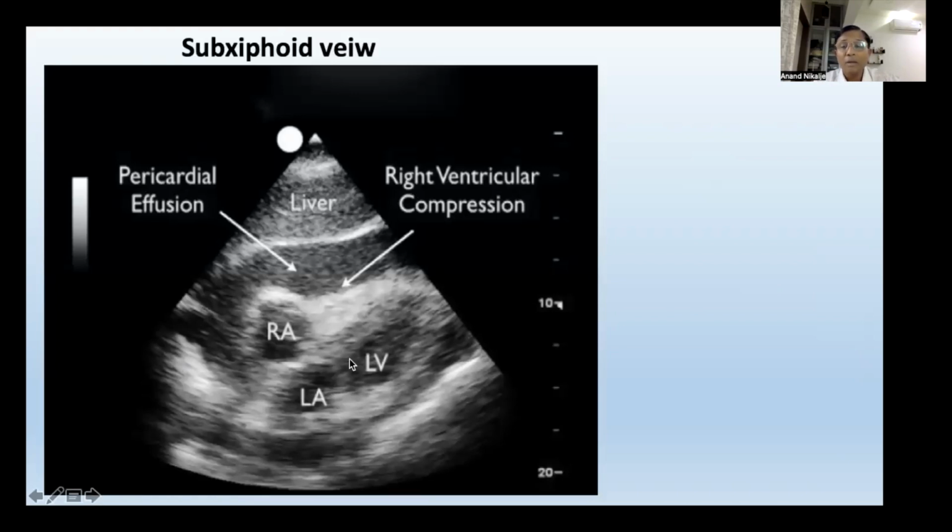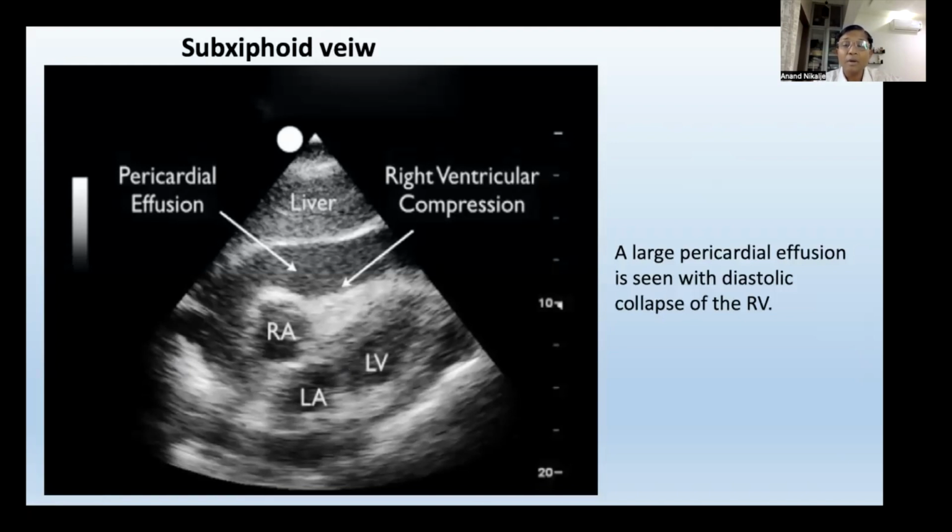effusion and the patient is in shock. So a large pericardial effusion is seen with diastolic collapse of the RV. And if you put in a needle and drain the tamponade, the patient might be saved at bedside.